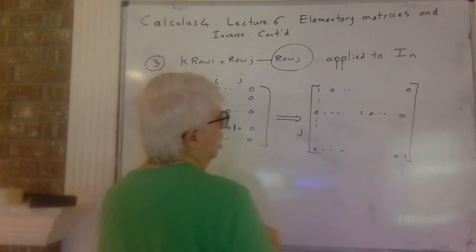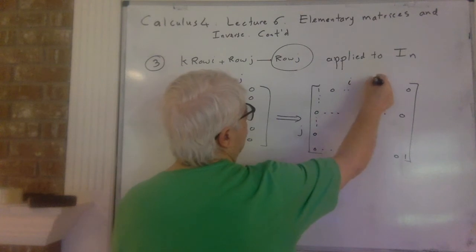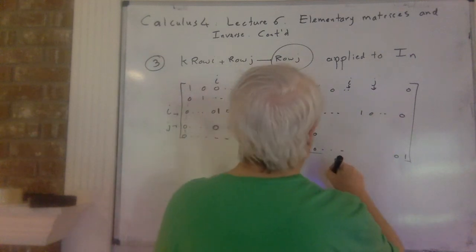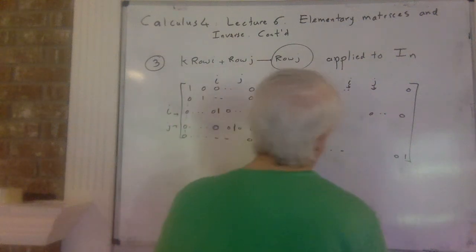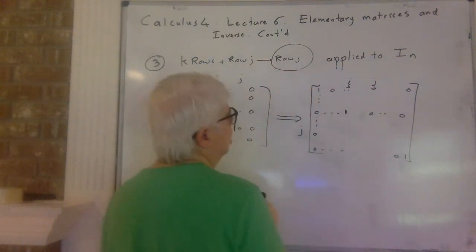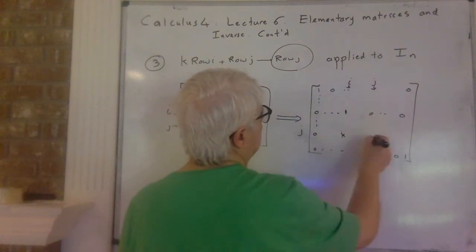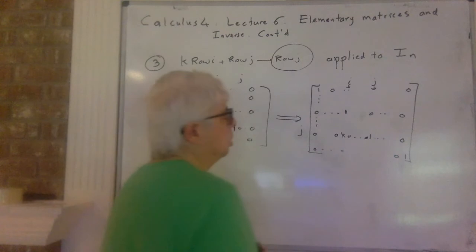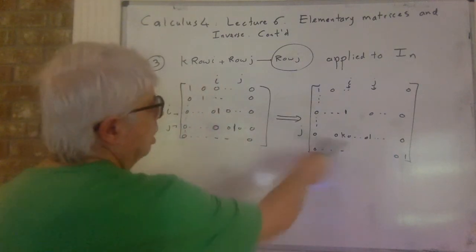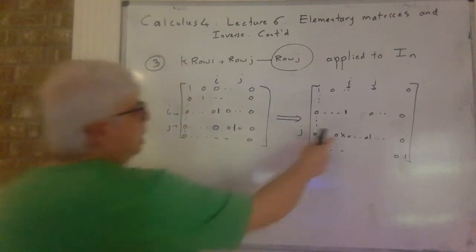So it will be 0. Let's say this is position i, column-wise, and this is position j. Let's put a one here. So this multiplied by k added to 0 will give me k. This doesn't change, so I will get 0, 0, 0, 0. So the jth row has, say, k in this position.